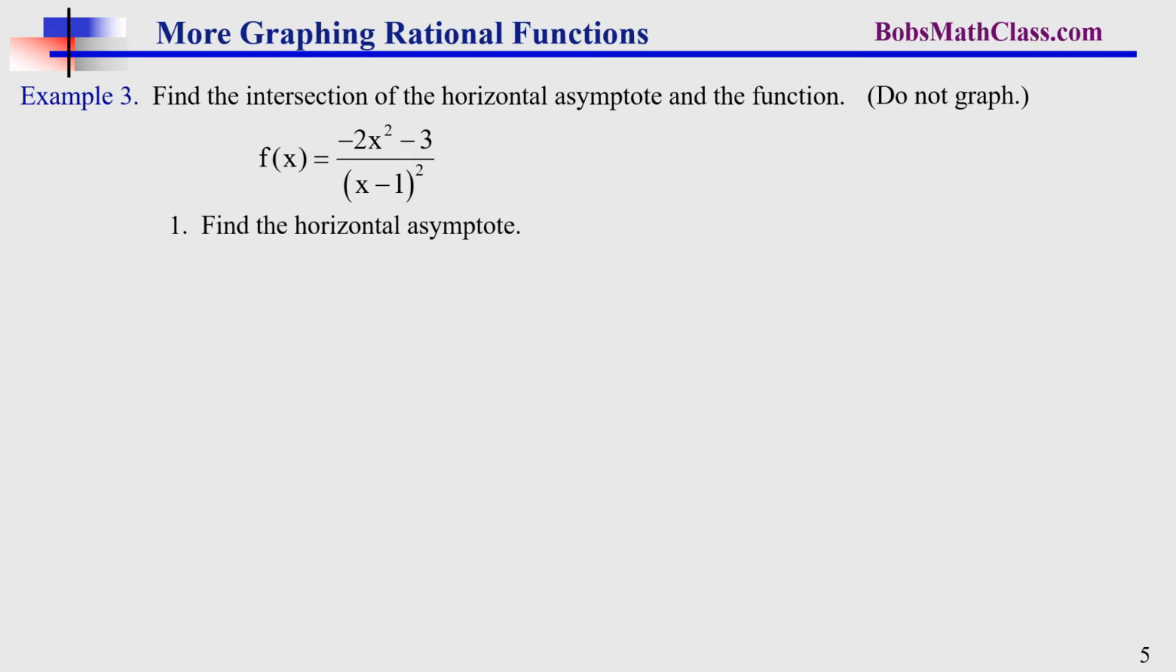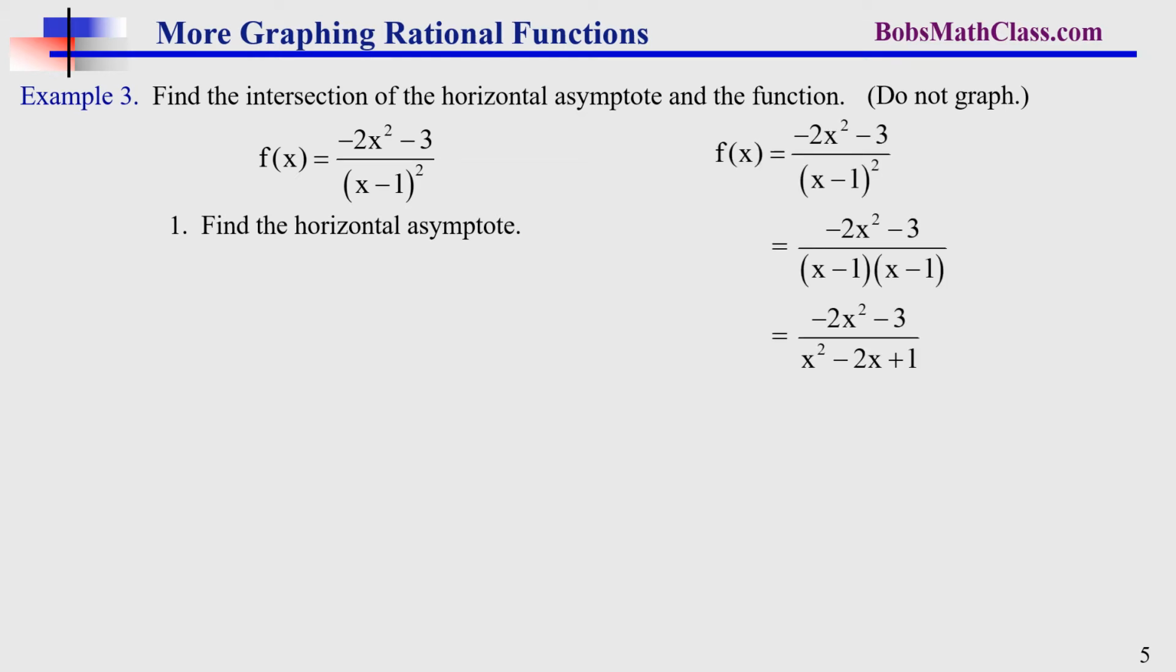Horizontal asymptote. Well, the denominator is (x - 1) squared. That's the same as (x - 1) times (x - 1), which, if you multiply it out, is x squared minus 2x plus 1. Now it's kind of easier to see what our horizontal asymptote is. The degrees are the same, so it's -2 over 1, which is -2. So that's our horizontal asymptote, y equals -2.